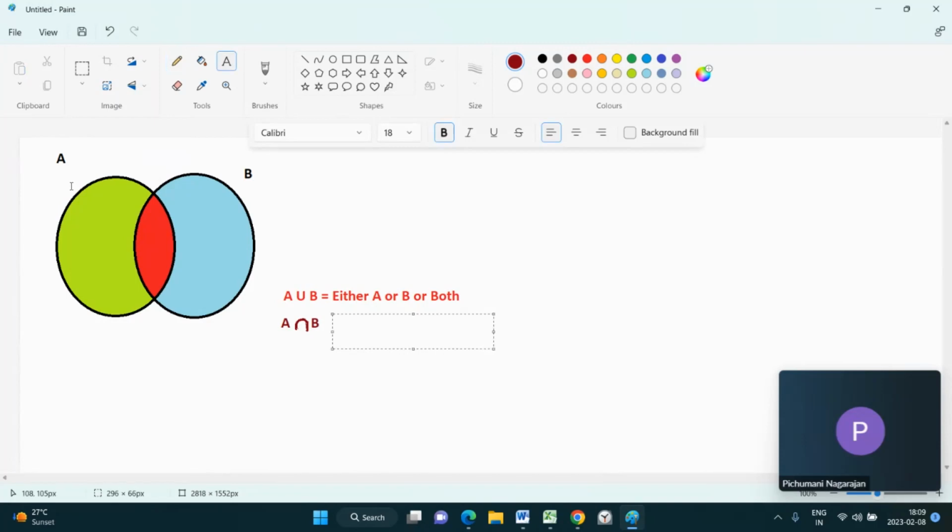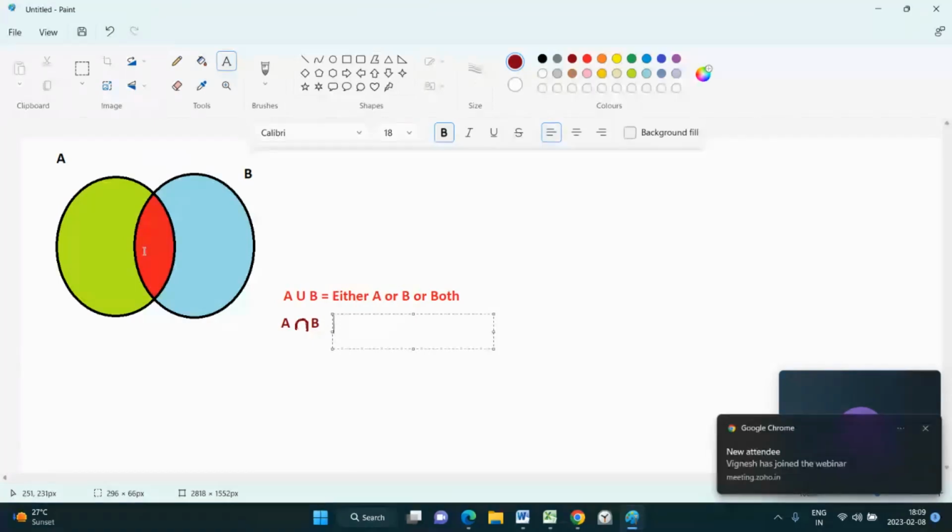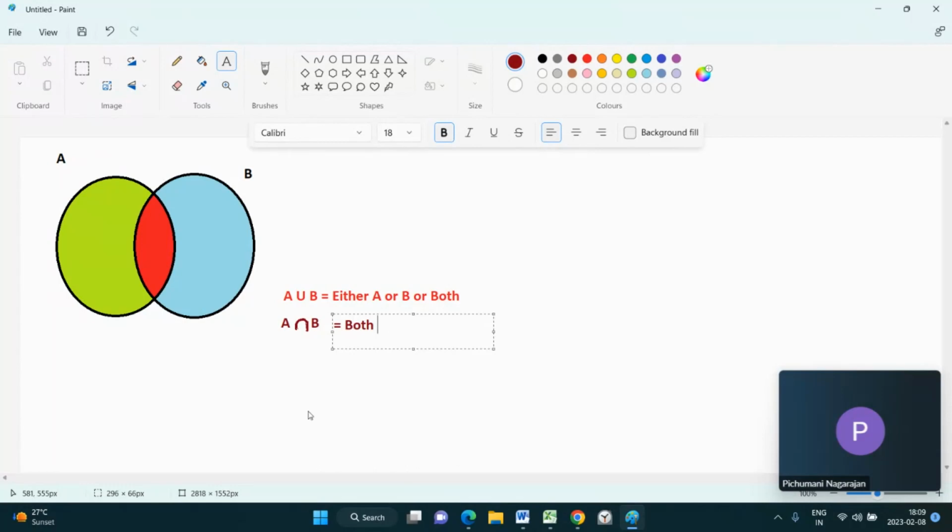A intersection B is this red color. Red color is nothing but it is both A and B. All the items which will be part of this will be both A and B. So which is equal to both A and B. This is how you have to derive the formula.